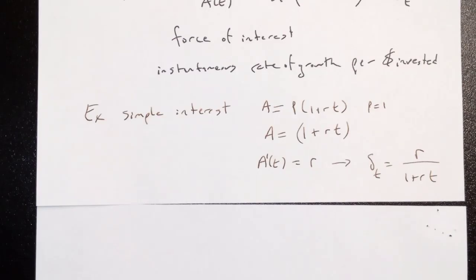Wait a minute. What's that graph going to look like? For any value of R, what's this graph going to look like as a function of t?